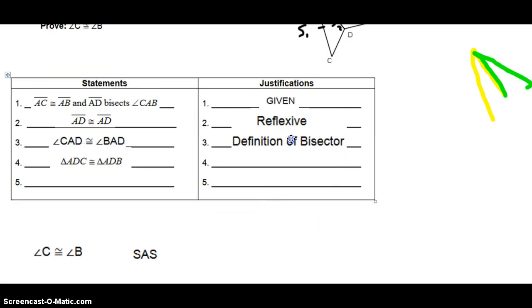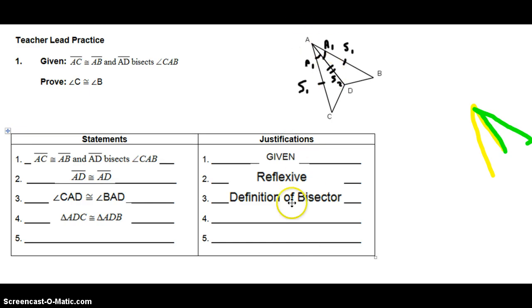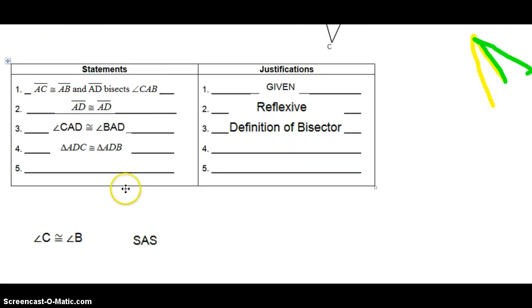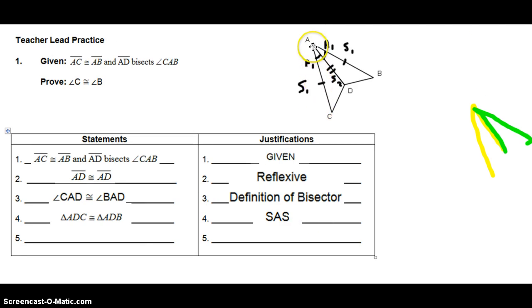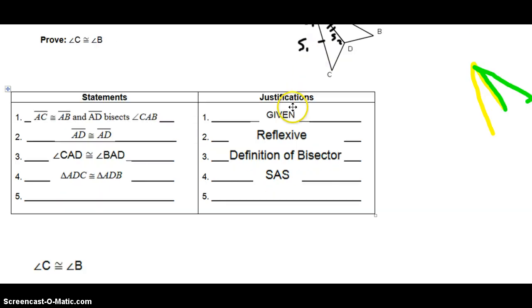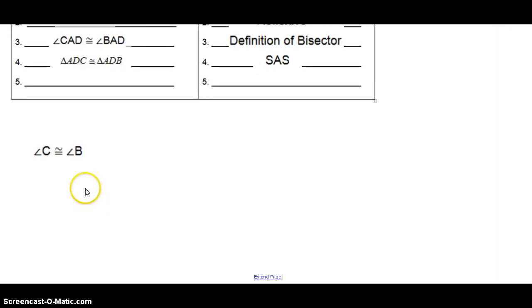Oh, we didn't do the definition of bisector. It goes there because we knew that those were bisected. And I know that these two triangles are congruent because of side, angle, side. Side, angle, and then the side, the angles in between. And then finally, our last statement is going to be angle C congruent to angle B.